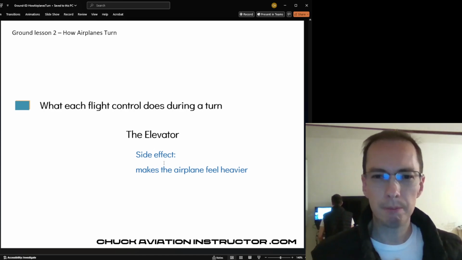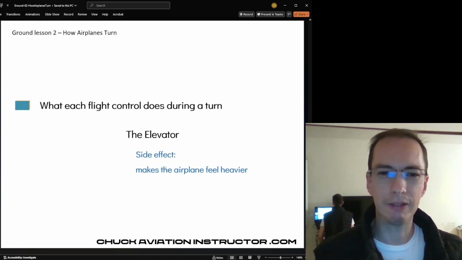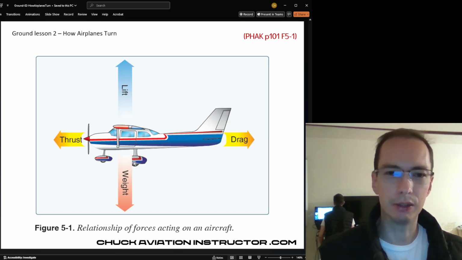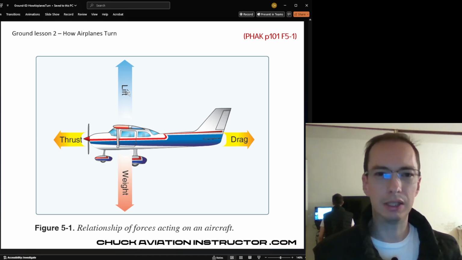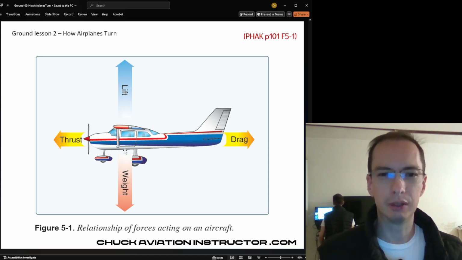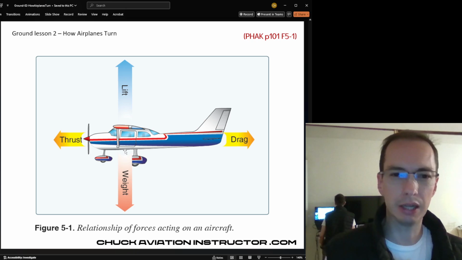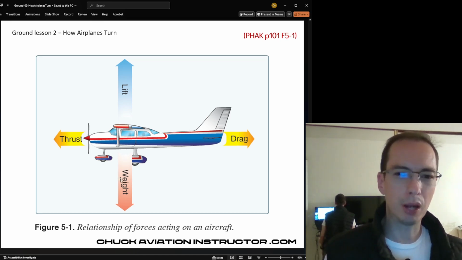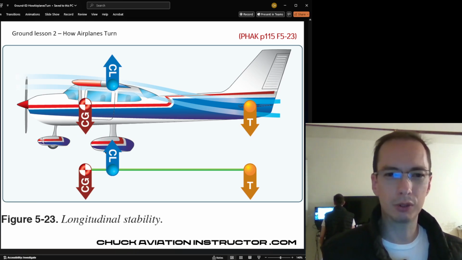So the elevator makes the airplane also feel heavier. That's another side effect of the elevators. You see, back to our 4 forces, you see lift equals weight, or lift counteracts weight in order for our airplane to maintain altitude. But here's the thing, weight is not alone. Weight is the product of two forces depicted here.